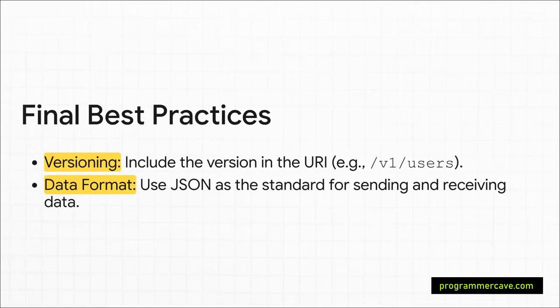Let's wrap up with two final, absolutely crucial practices. First, always, always plan for the future by versioning your API right in the URI. Putting /v1/ in there from day one is a lifesaver. It lets you release a /v2/ later with major changes without breaking all the old apps that depend on version 1. And second, just use JSON as your data format. It's easy for humans to read, easy for machines to parse, and it's the undisputed king of modern APIs.